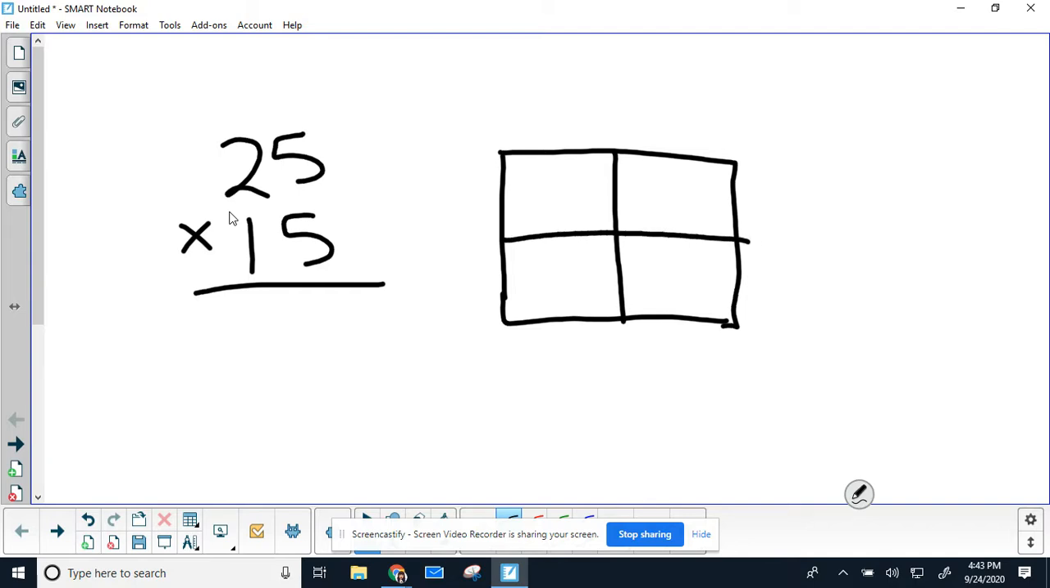Okay, so I've got to take my digits, numbers here, and split them. So 20 and 5 go across the top. You want to make sure you're splitting them into their place values. So we have 2 tens and then 5 ones. Okay, 15 becomes 10 and 5.